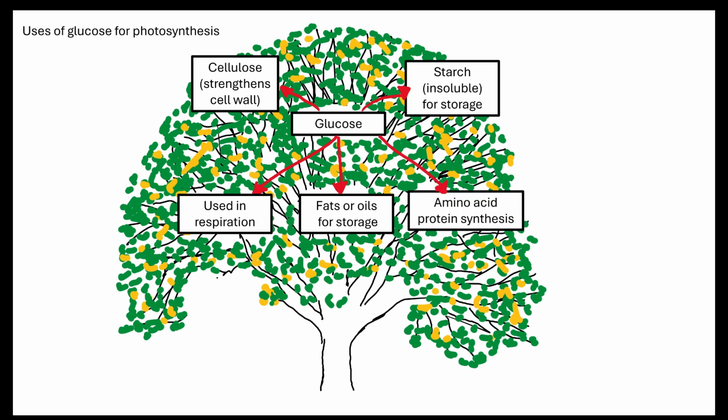Or it could use the glucose to produce amino acids, and those amino acids are needed for protein synthesis. Now, it's important to note, to be able to make amino acids, the plant also needs to use nitrate ions that it absorbs from the soil. So they would be transported up through the xylem vessel with the water as it's being moved.